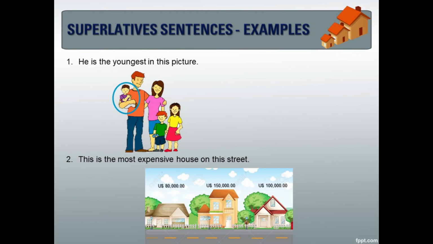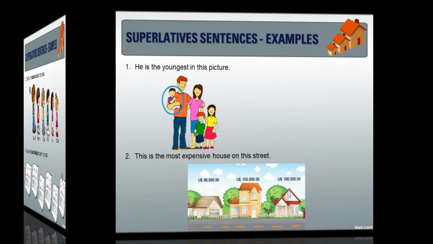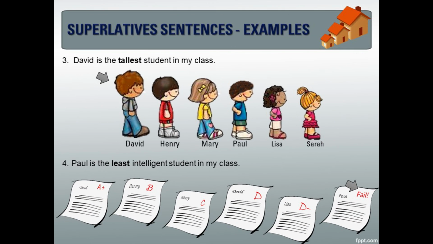Superlative sentences. Examples. 1. He is the youngest in this picture. 2. This is the most expensive house on this street. 3. David is the tallest student in my class. 4. Paul is the least intelligent student in my class.